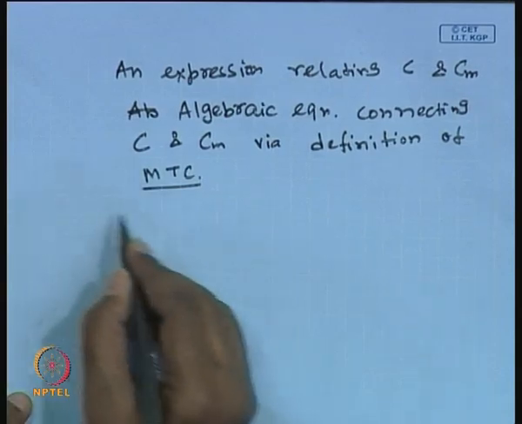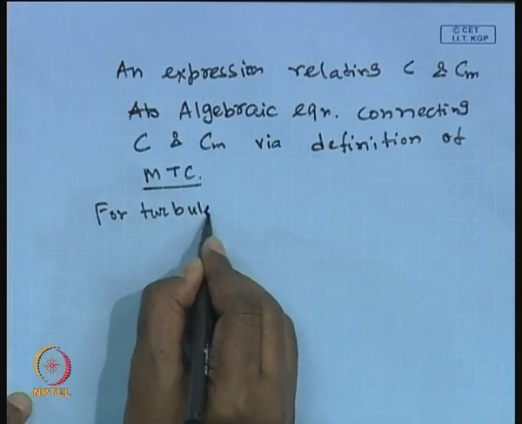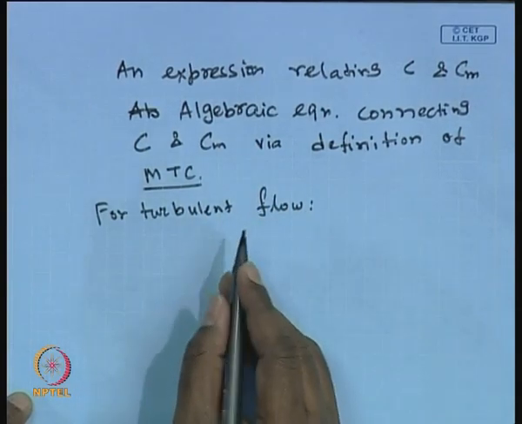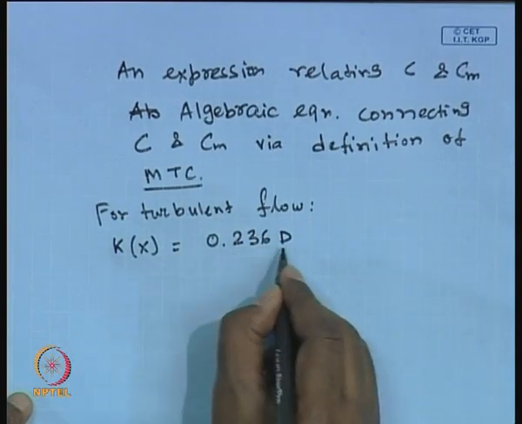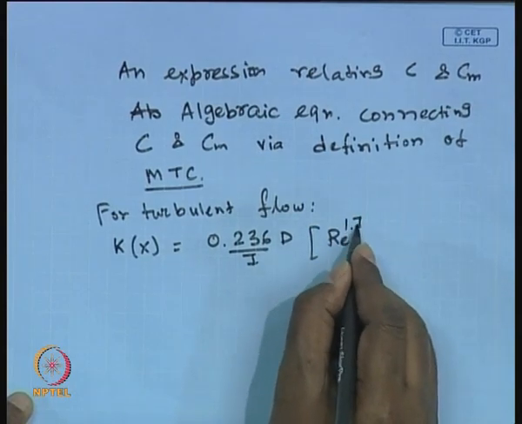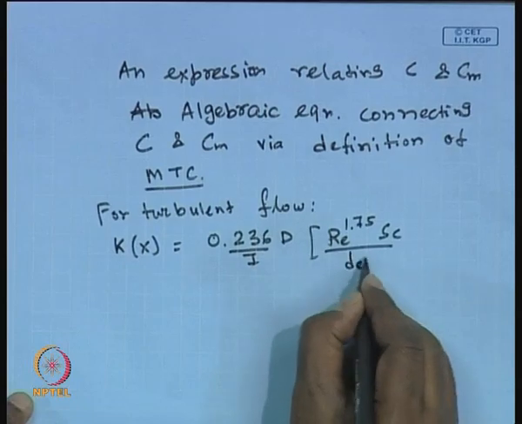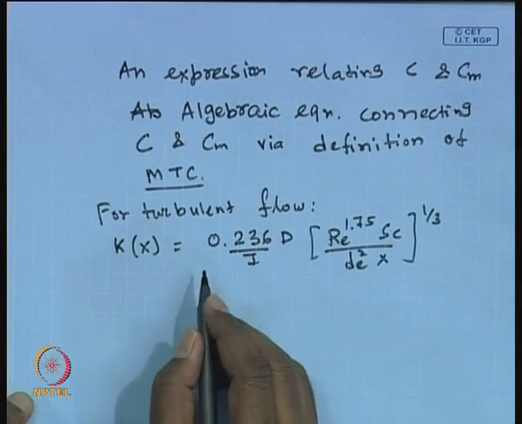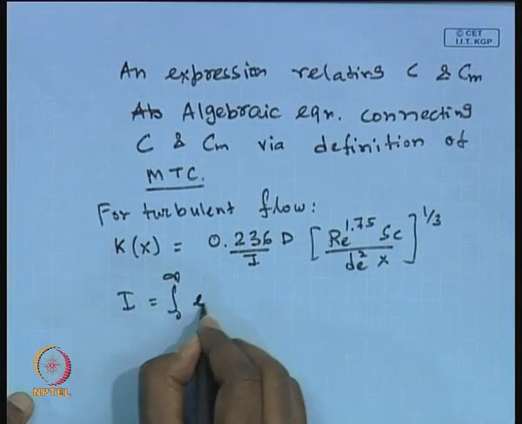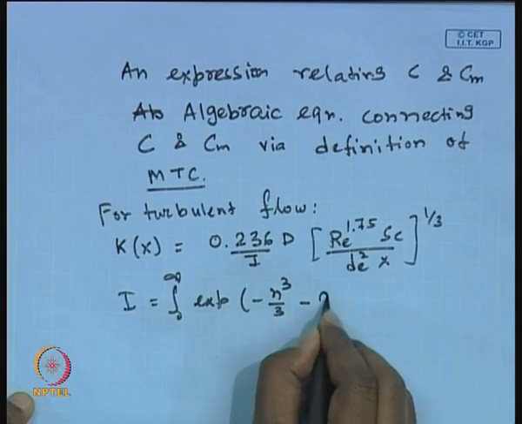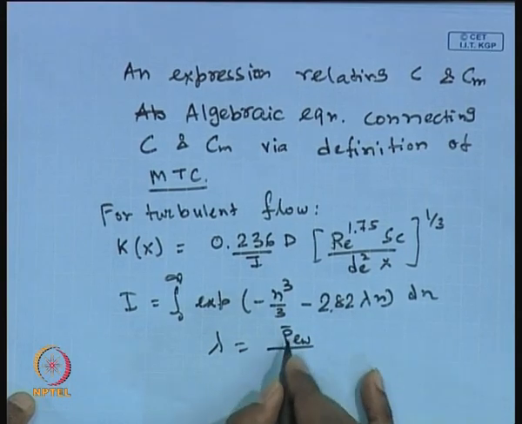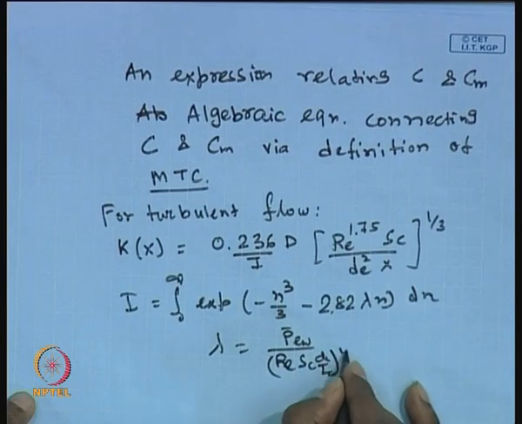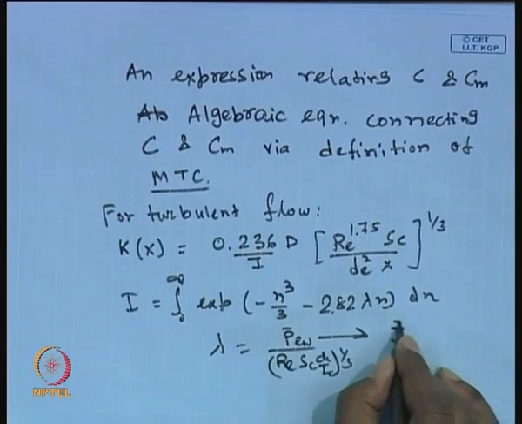This mass transfer coefficient for the turbulent flow can be expressed as a function of x, and in this case it becomes 0.236 d divided by I, times (Reynolds raised to the power 1.75 times Schmidt divided by d square times x) whole thing raised to the power 1 upon 3, and I is given as the integral from 0 to infinity of exponential of (minus eta cube by 3 minus 2.82 lambda eta) d eta, where lambda is the suction parameter, defined as Pw divided by (Reynolds Schmidt d by L) raised to the power 1 upon 3, and this Pw average is defined on the non-dimensional length averaged permeate flux, that means J bar d over D.